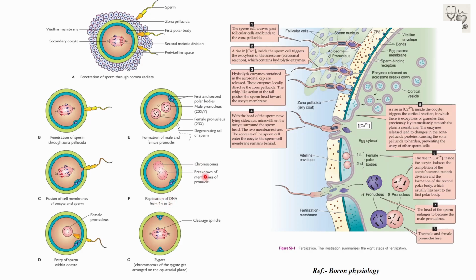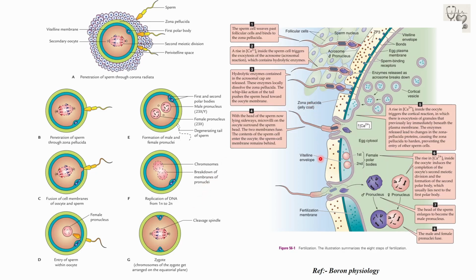Now, the nuclear membranes break down and the chromosomes mix up, and the cleavage spindle starts, and there is the formation of the zygote. The chromosomes of the zygote get arranged in the equatorial plane for the further division.